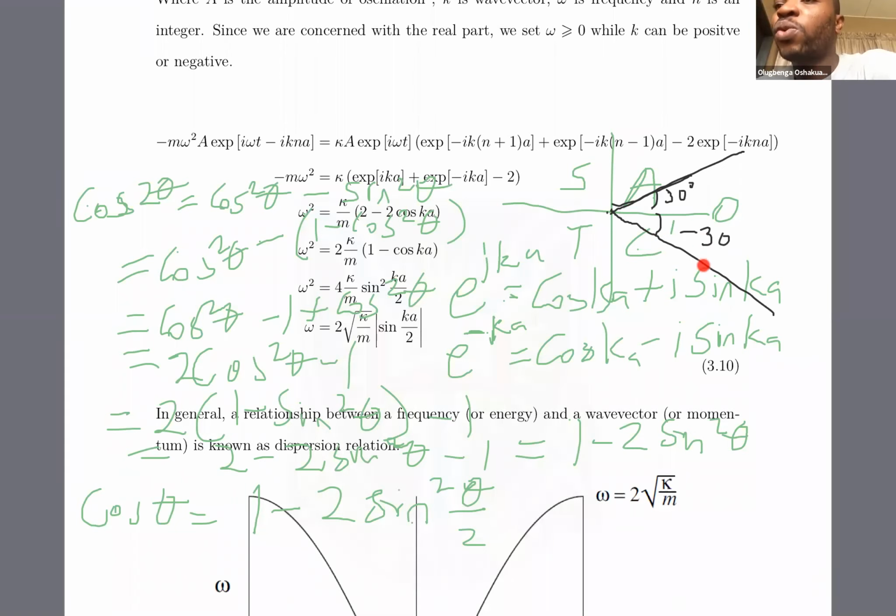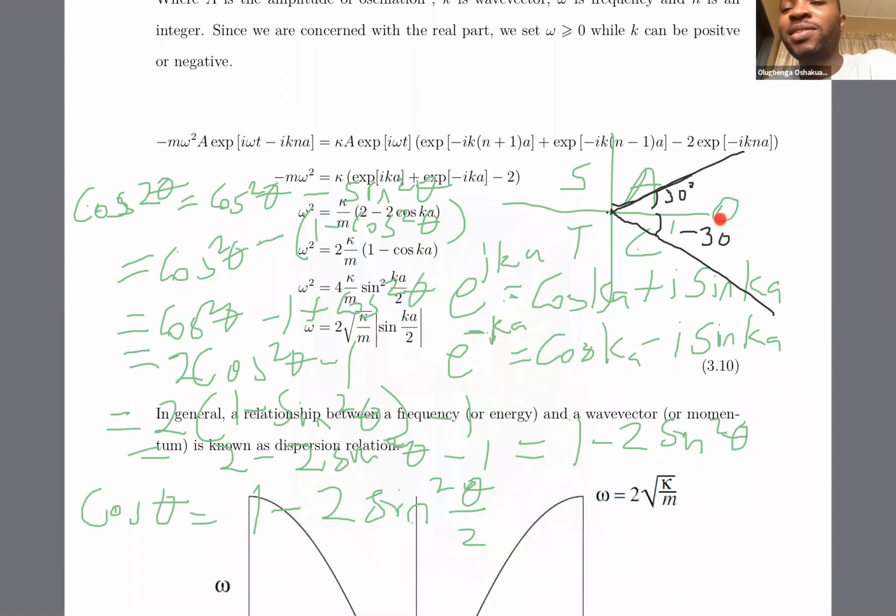But for cosine, when we say cos 30, we have a positive value. But when we say cos minus 30, you still have a positive value. So that is why you can say that cosine is an even trigonometric function. Cosine is even while sine is odd.